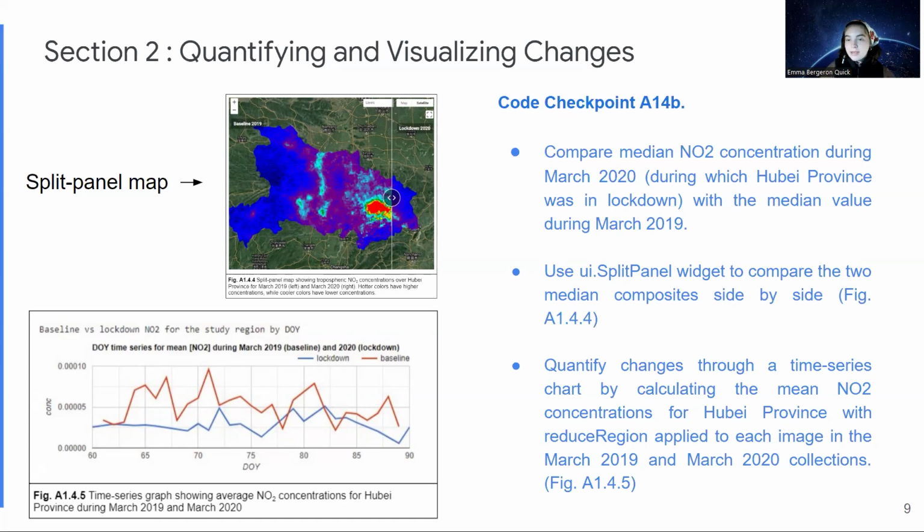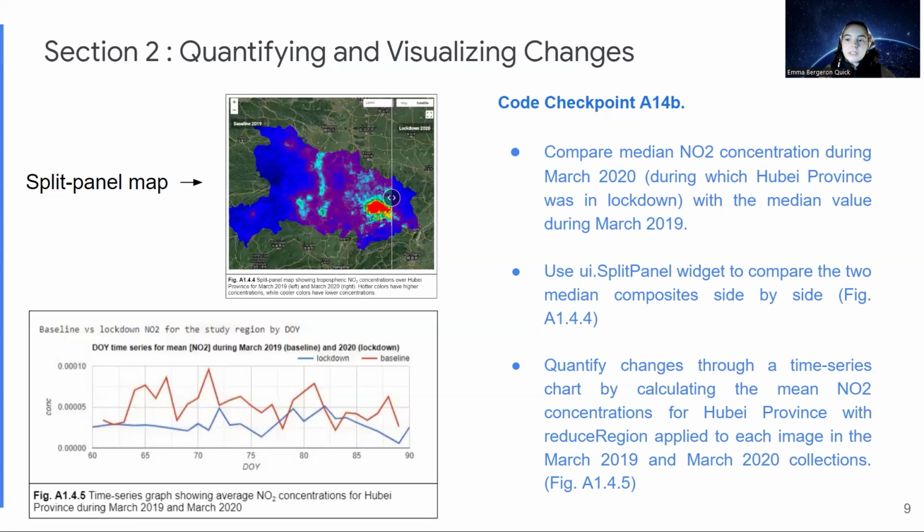And basically, we're going to compare the median NO2 concentration during March 2020 in the Hubei province when it was in lockdown with the median value during March 2019. We're going to use this split panel, as you can see, to compare the two median composites side by side. And then we're going to quantify those changes through a time series chart, as I just mentioned, by calculating the mean NO2 concentrations for Hubei province.